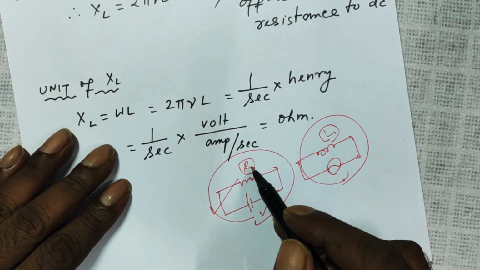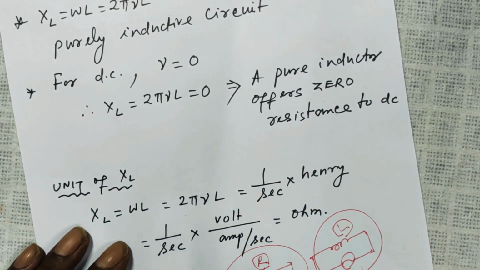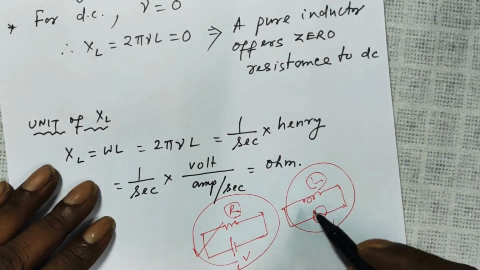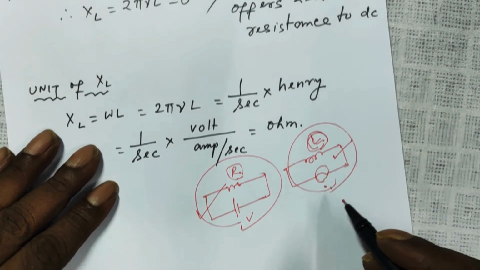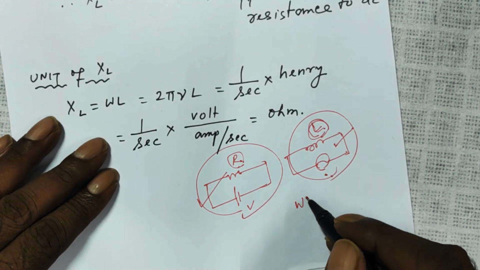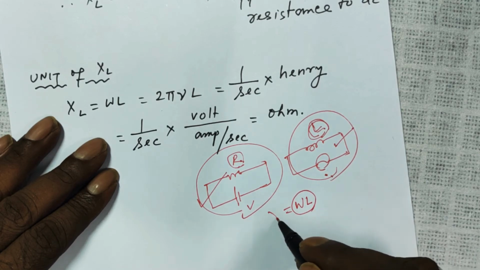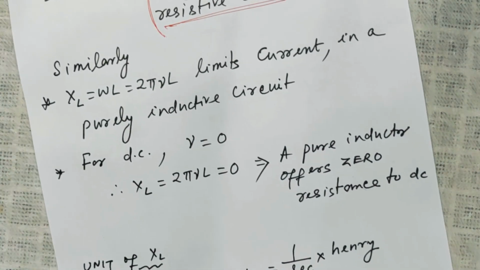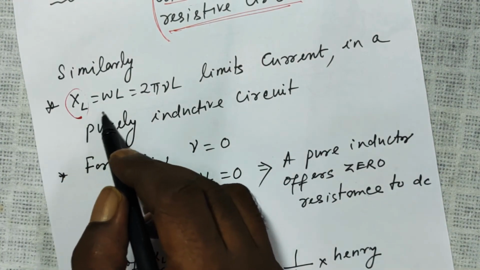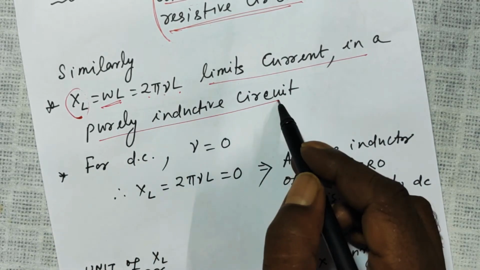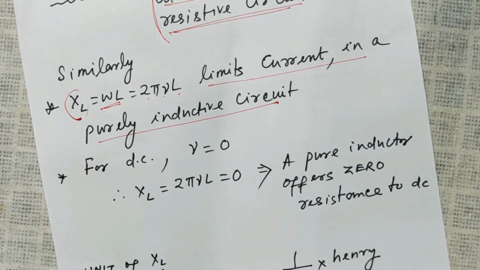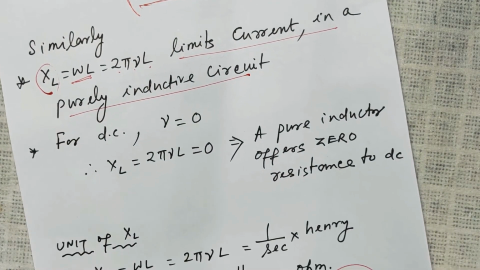The resistance R limits the current in the circuit. Similarly, an inductor connected to an AC also limits the current in this circuit due to its resistance, which we just derived as omega L. The symbol for that was XL. Similarly, XL, which is equal to omega L, 2 pi nu L, limits the current in a purely inductive circuit. Purely inductive circuit means a circuit containing only inductance.